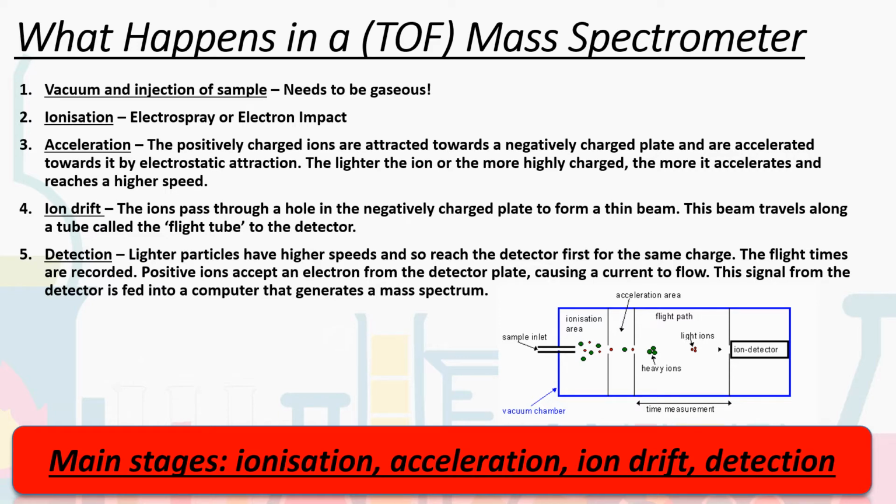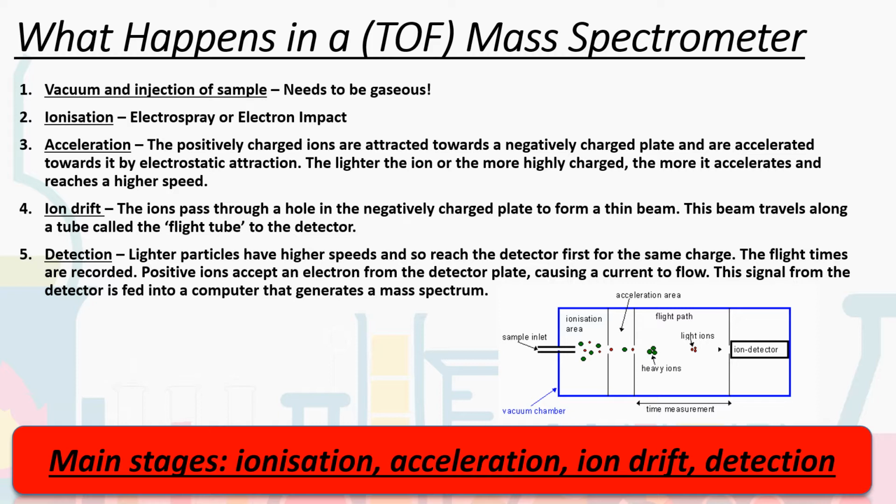And then finally, the last step here is detection. You can see in the schematic at the bottom, we have the ion detector. So lighter particles have higher speeds, as we've said. You can imagine there's less mass, so it takes less energy to move them, and so they reach the detector first for the same charge. So if I have a particle that has a mass of 2 versus a particle that has a mass of 10, if they're both 1+ ions, clearly the one that has the mass of 2 will reach the detector first because it has a higher speed.